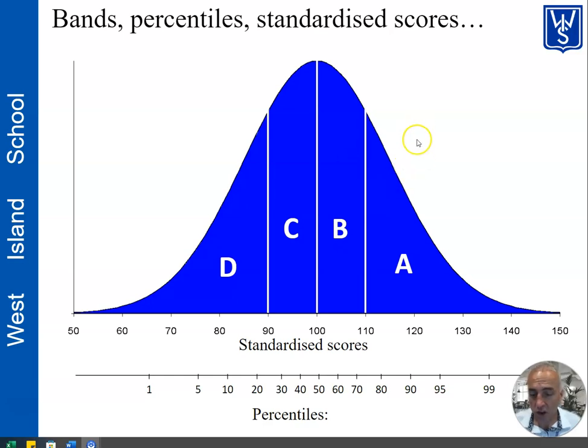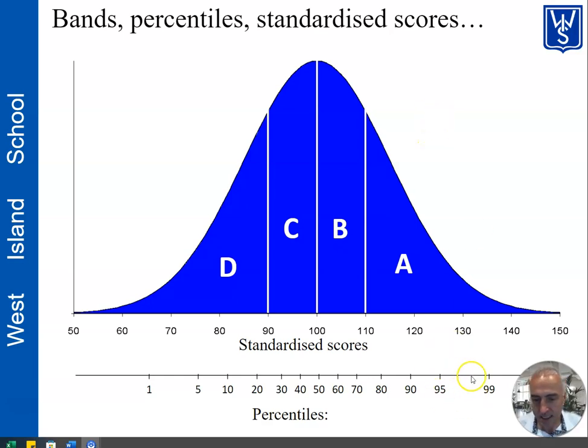For all the scores, the maximum score is 150. The average score is 100. This is based on the average UK student. In West Island School, the average West Island student is around about 110. We're very lucky to have students with very high developed ability in West Island School.